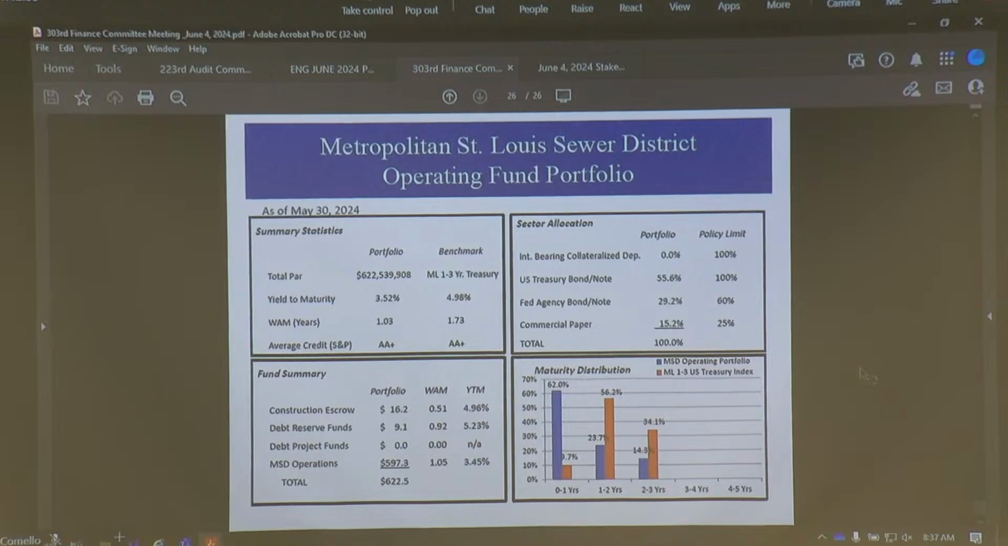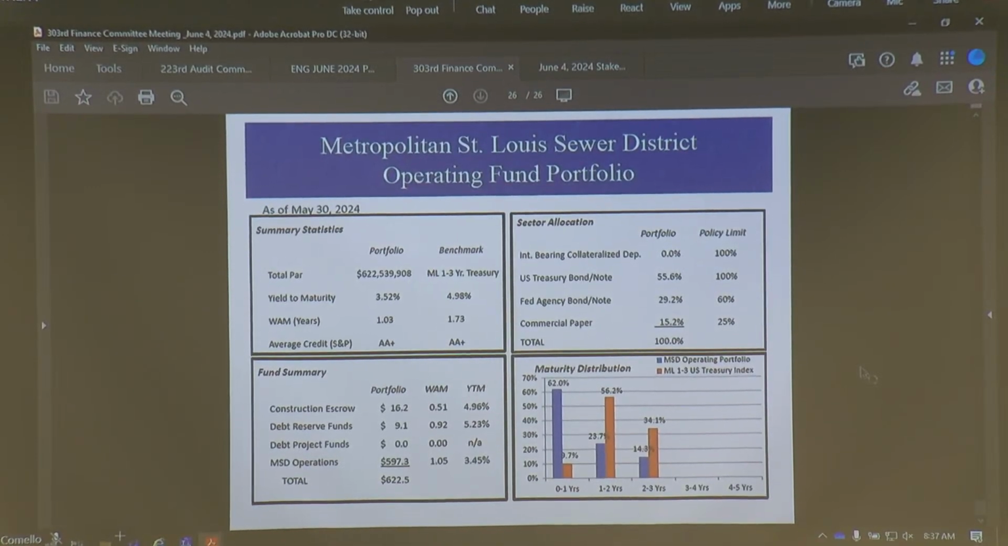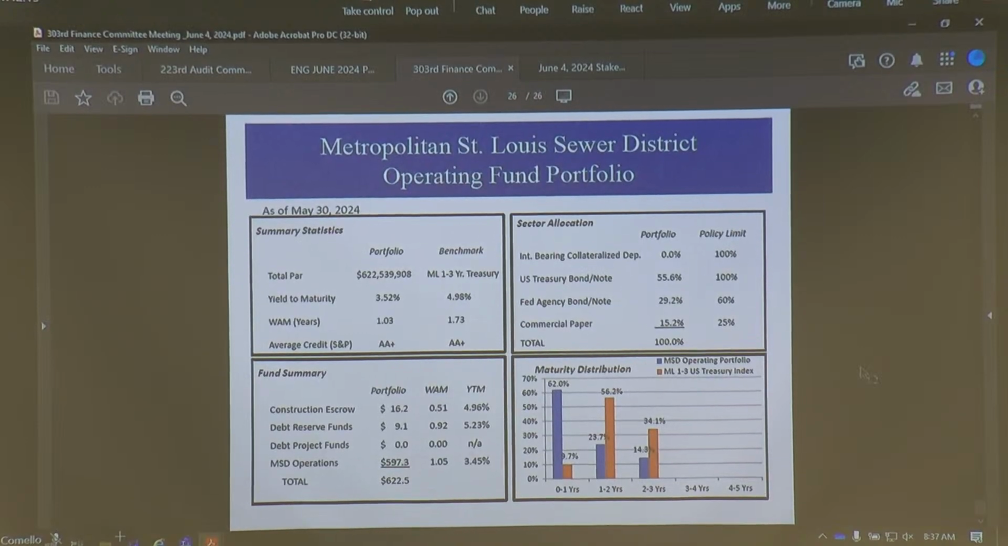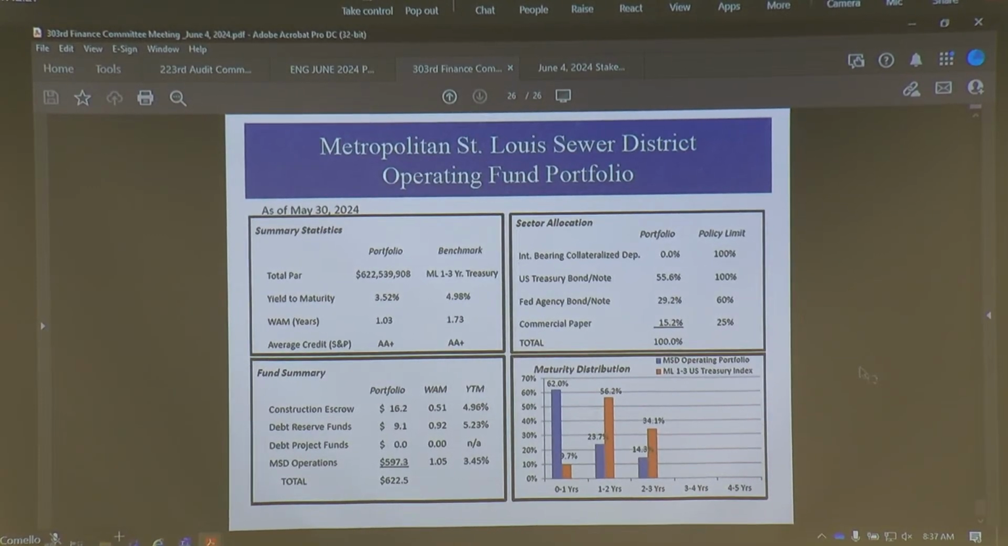Not a big change in our weighted average maturity. We went up just a few points. Benchmark went down about 10 points. But not huge moves there. Moving over to the sector allocation, we saw a little bit of an increase in the commercial paper. It took away from agencies, but just a couple points there. So that's really on the margins, nothing exciting.